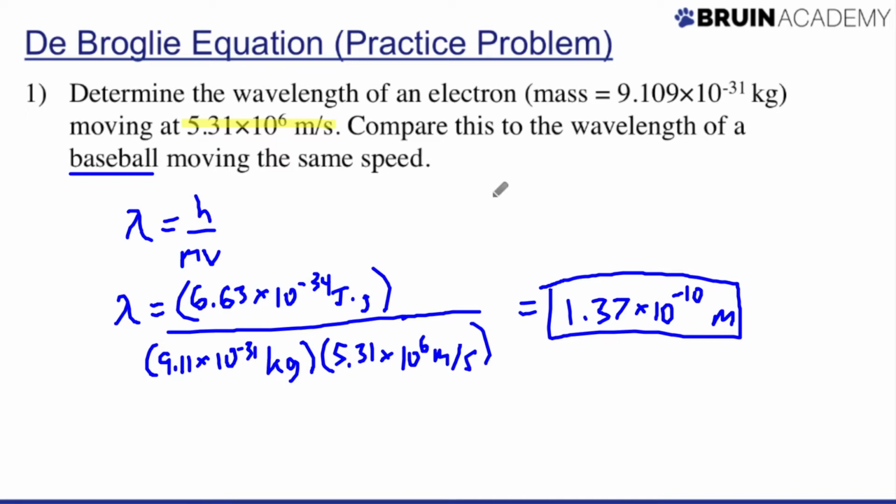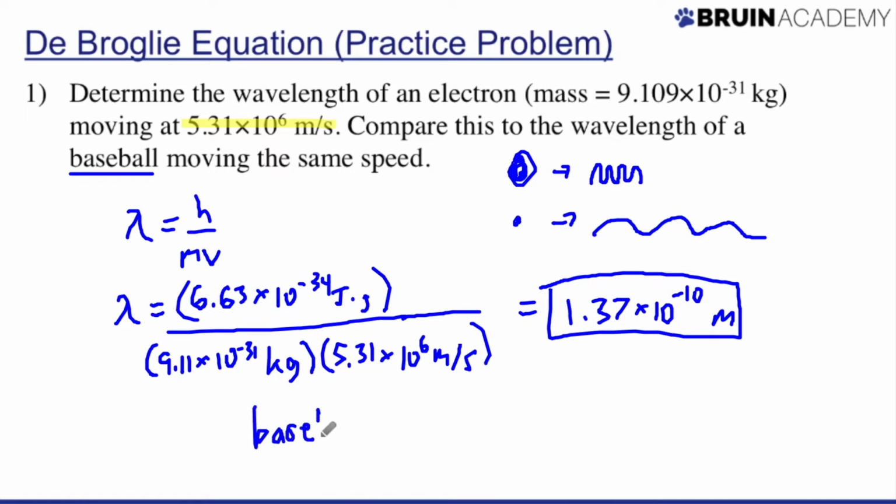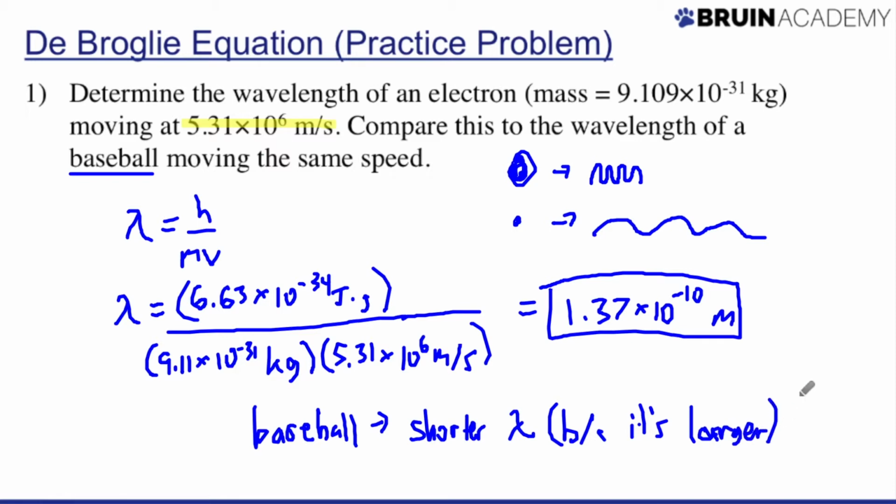All right? So we said earlier that large objects, so big objects, have short wavelengths, whereas small objects have long wavelengths. So then what would the wavelength of a baseball be? Well, a baseball is bigger than an electron. Because it's bigger, it has a shorter wavelength. So we would say that the baseball would have a shorter wavelength. Why? Because it's larger. It has a bigger mass. And things with bigger masses have smaller wavelengths.